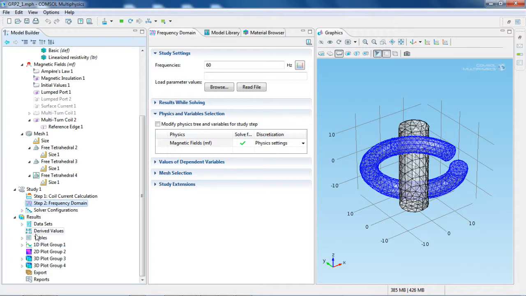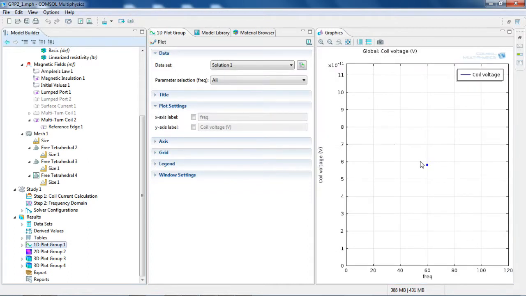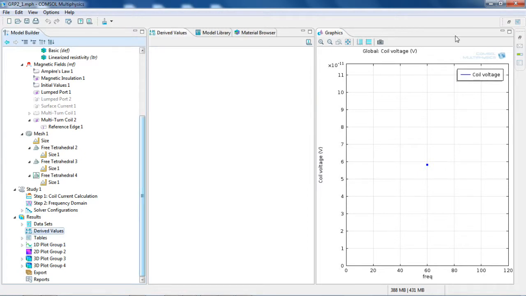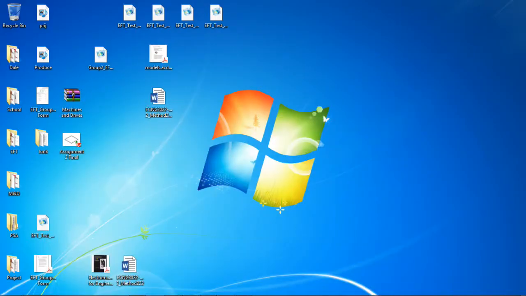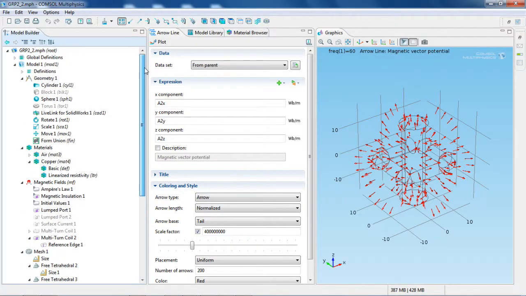The results for the study are as follows. The voltage induced in the coil is. Moving on to the second Rogowski coil design, which was investigated. This is the diamond-shaped Rogowski coil.